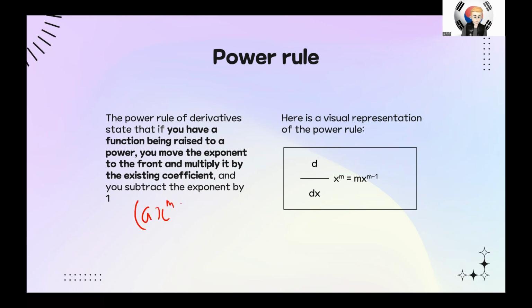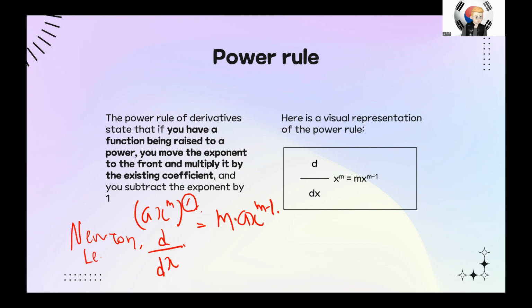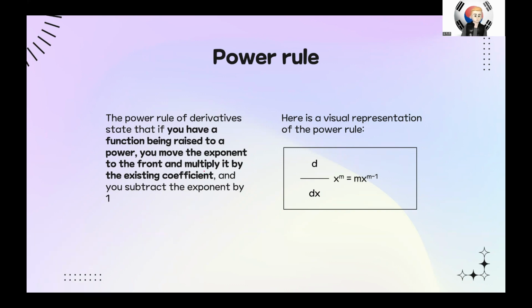So what we learned is that (ax^m)' is m a x^(m-1). But here we only use prime, and what I want to show you is that we can also use d/dx. I think that it was Newton's idea, or maybe it was Leibniz, sorry, I'm not sure. But still, we use both prime and d/dx.